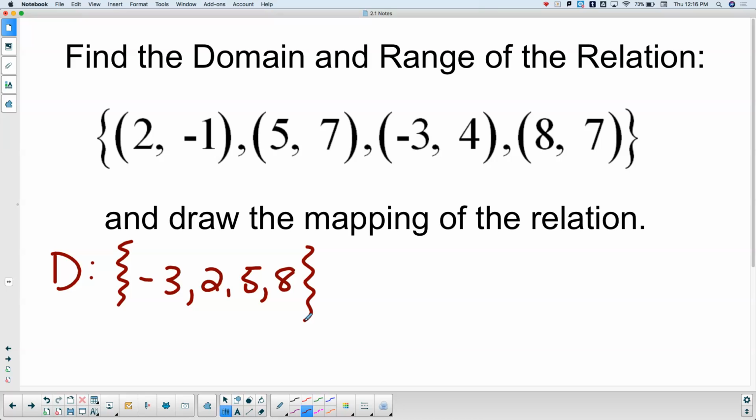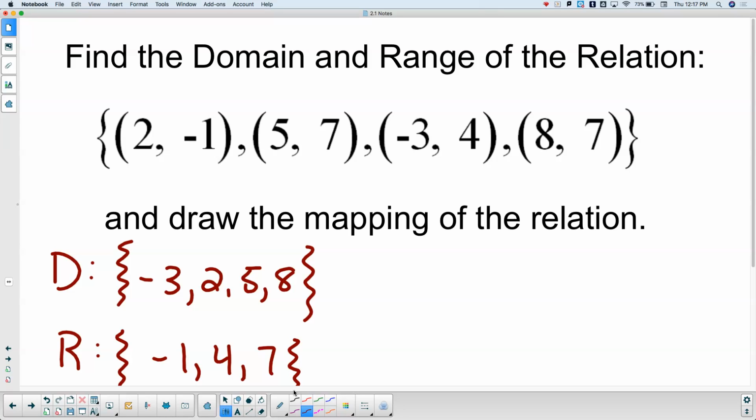What would the range be then? -1, 4, and just 1, 7, right? Yep, exactly. -1, 4, and yes, there are 2 7s, but we only write one of them.